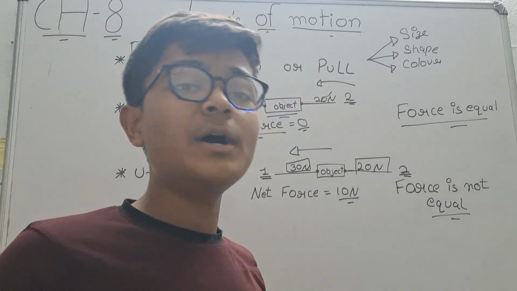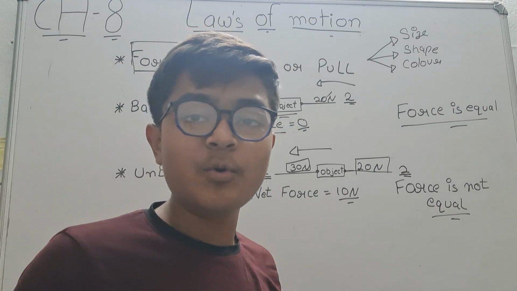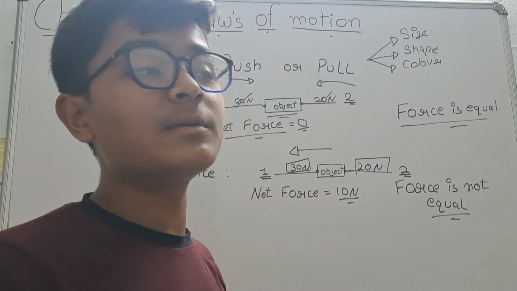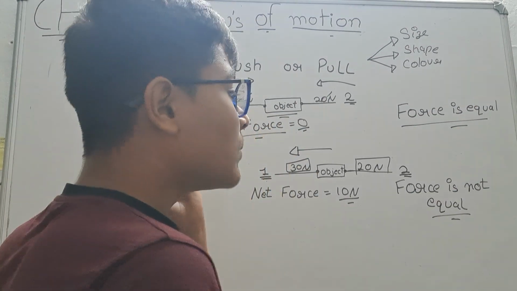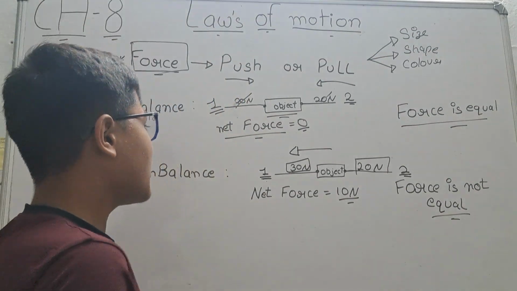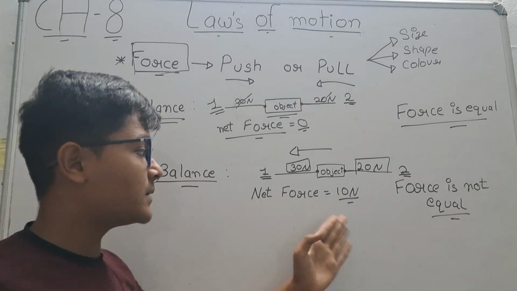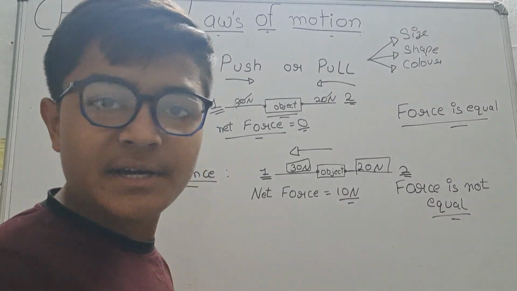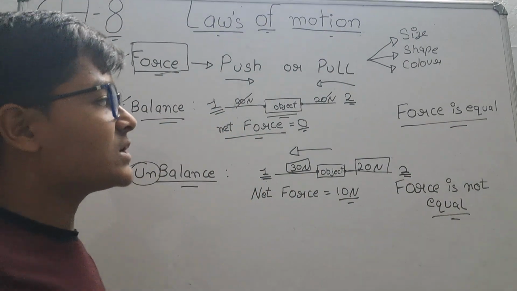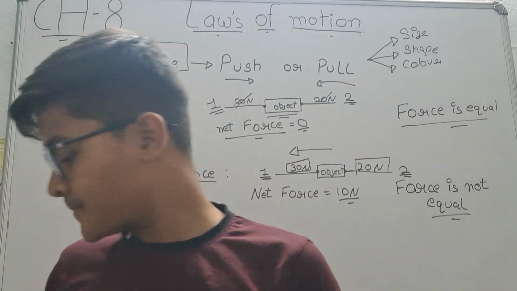And on one side the force is more and on the second side the force is less, so the brick moves towards the side with more force. The forces are not equal, so it is known as unbalanced force. You just have to remember balanced here. Unbalanced means it is not balanced. Okay, so we have covered the topic of force, balanced and unbalanced. Let's quickly see what is inertia, first law and second law.